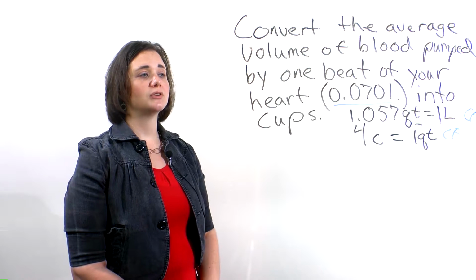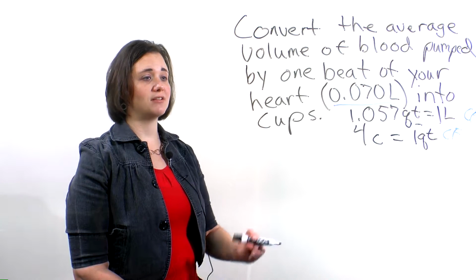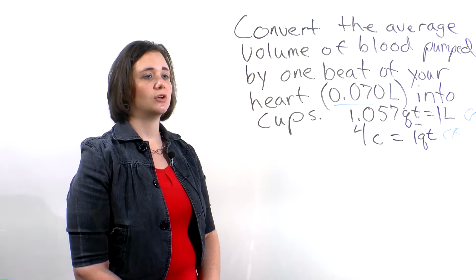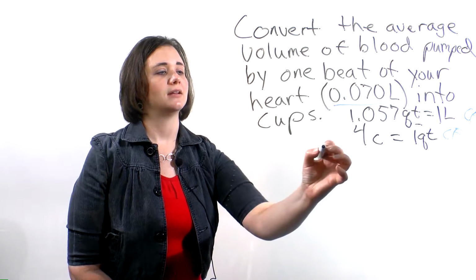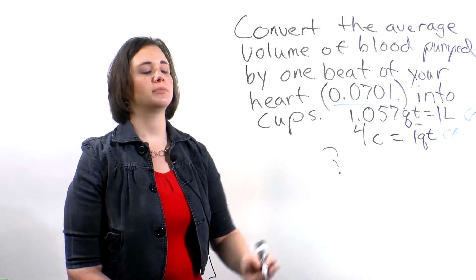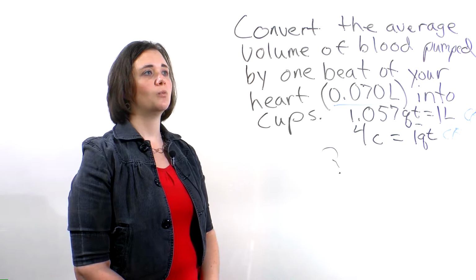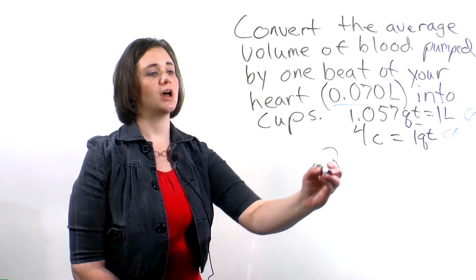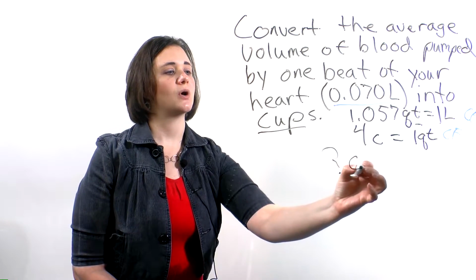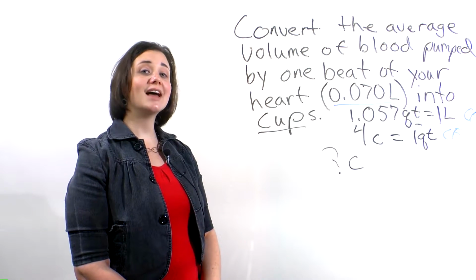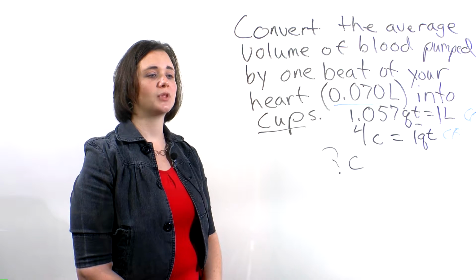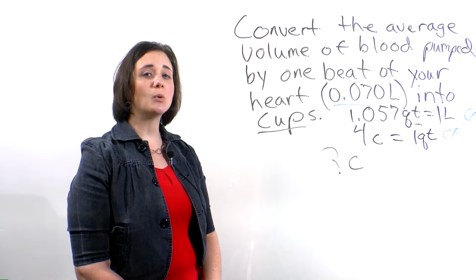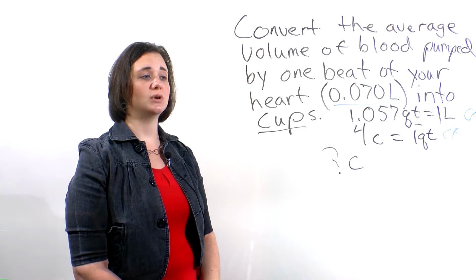Once we figure out what we're starting with and we've identified our conversion factors, we need to figure out where we're headed. What are we looking for in this problem? Well, we're asked to convert the volume of blood into cups. So I'm going to be looking for cups. That tells me when I'm done with the problem. Once we have that set up, now we can do our relationships between our units.